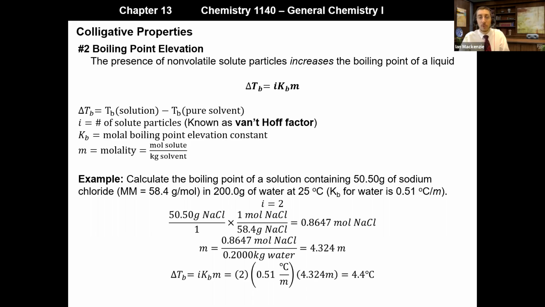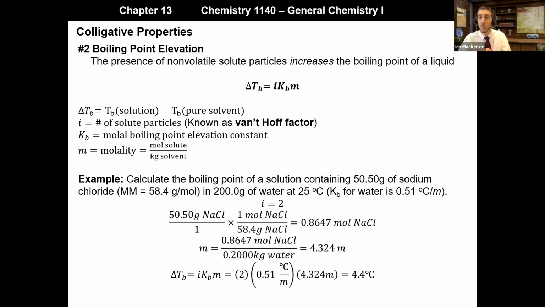So first, we plug in and find what delta TB is. This is the change in temperature. Substitute 2 in for i, 0.51 for K, 4.324 for m. We come up with a change in temperature of 4.4 degrees Celsius.